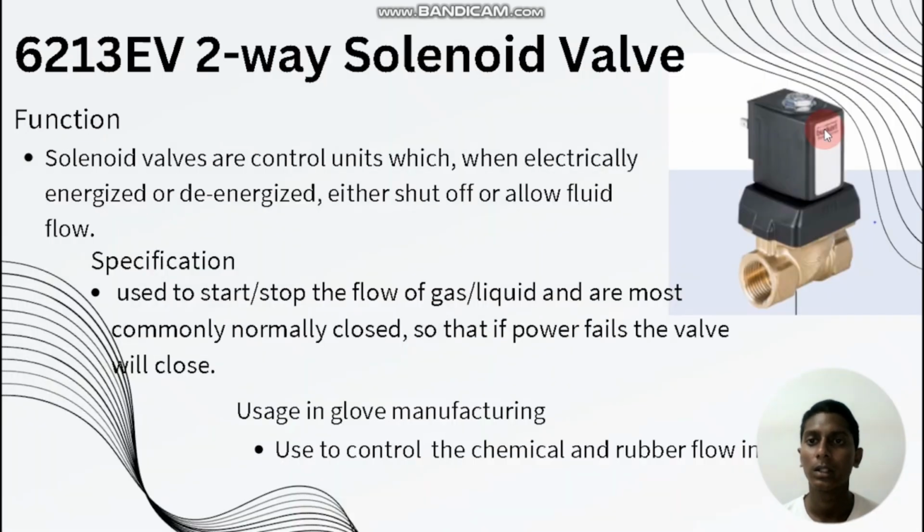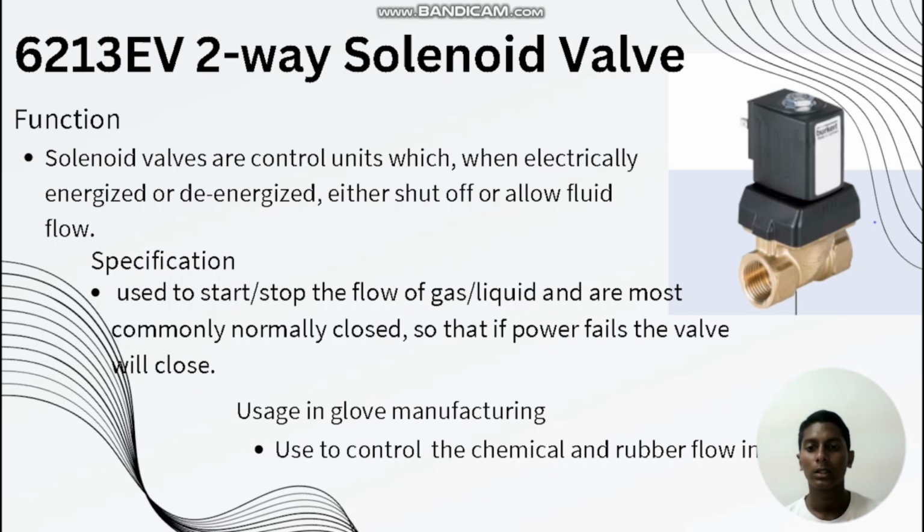The next actuator is the two-way solenoid valve. The function of a solenoid valve is to act as a control unit which, when electrically energized or de-energized, either shuts off or allows fluid to flow. The specification of the two-way solenoid valve is that it is used to start or stop the flow of gas or liquid, and two-way solenoid valves are most commonly normally closed, so that if power fails, the valve will close.